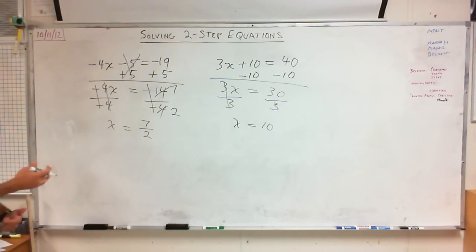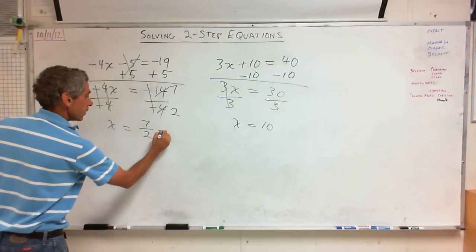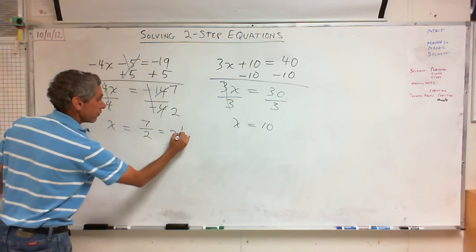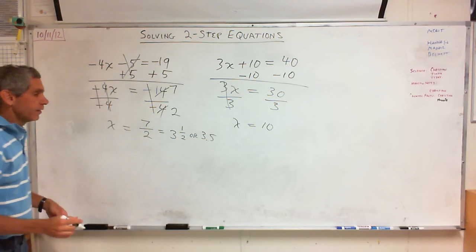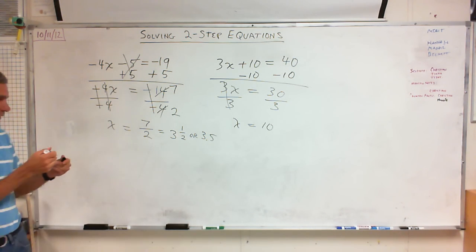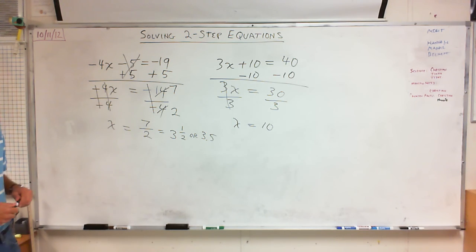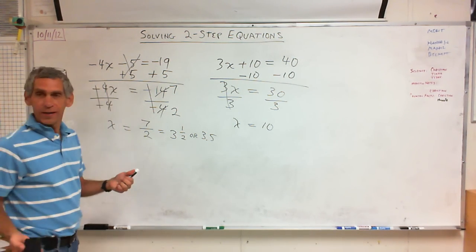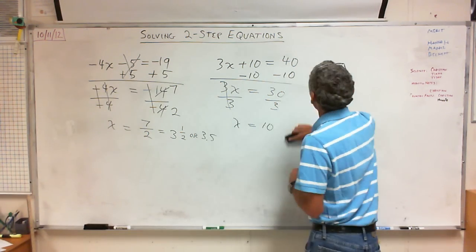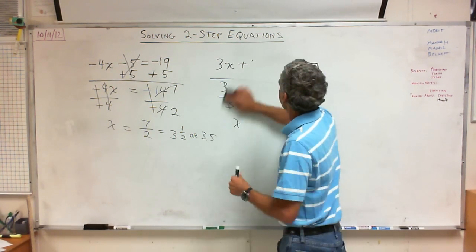Or I could turn it into a mixed number, 3 and a half, or 3.5. Or 3 and 2/4. So pretty awesome, right?